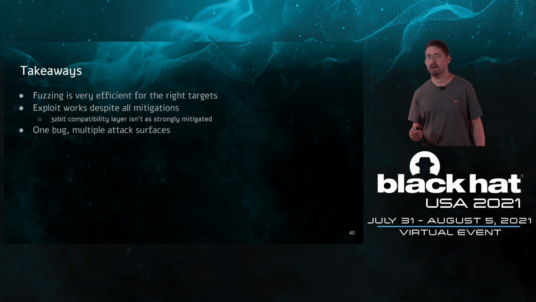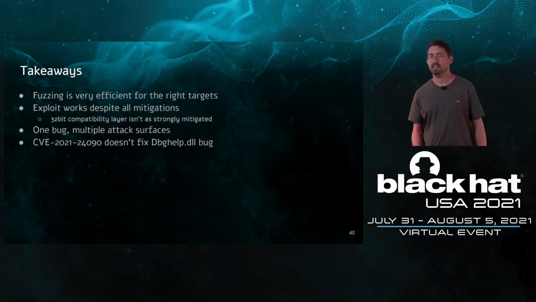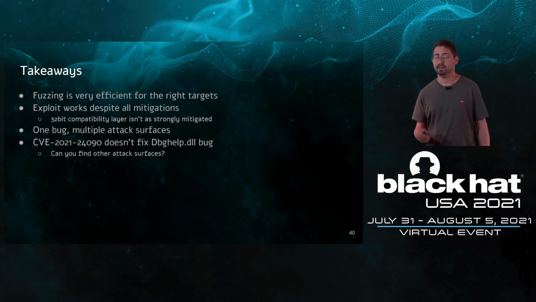Next, if you have one bug, there might be multiple attack surfaces into exploiting it, especially if that bug is in some shared library. And finally, the fix by Microsoft didn't fix the DbgHelp bug, and it exists in the code until today. They only killed the attack surface. So maybe you guys can find other attack surfaces into that parser and trigger that bug on your own.